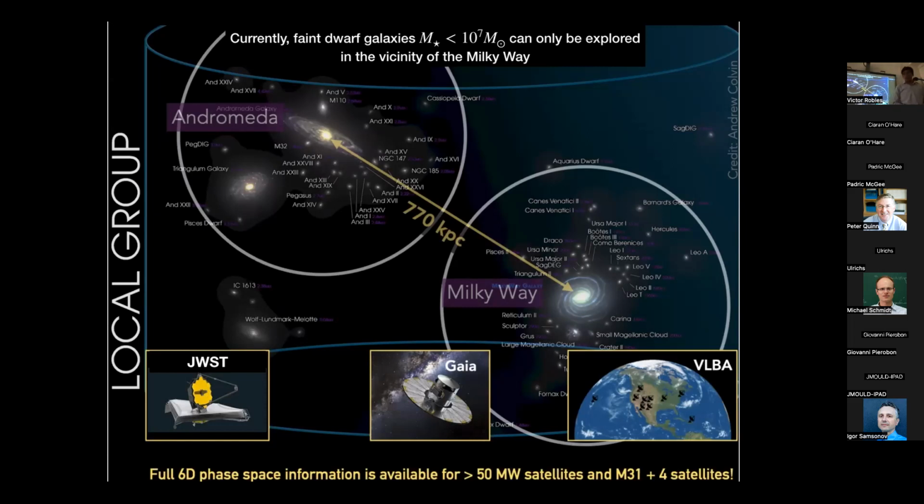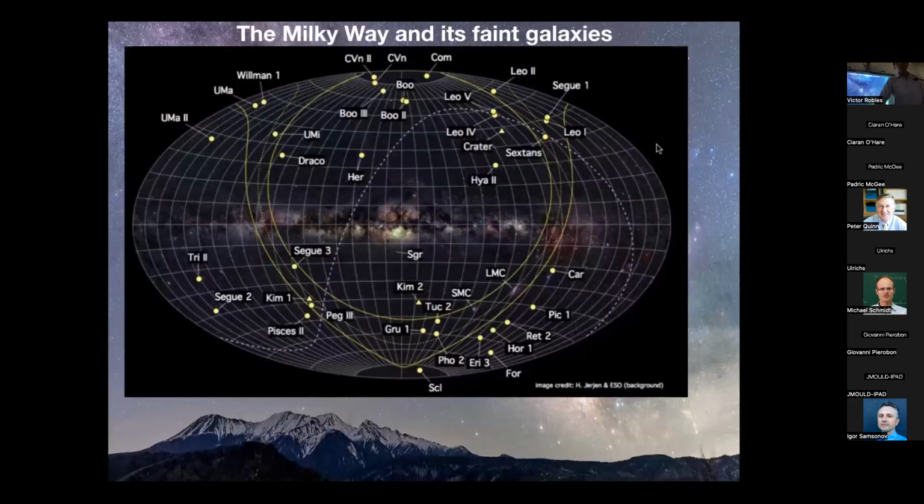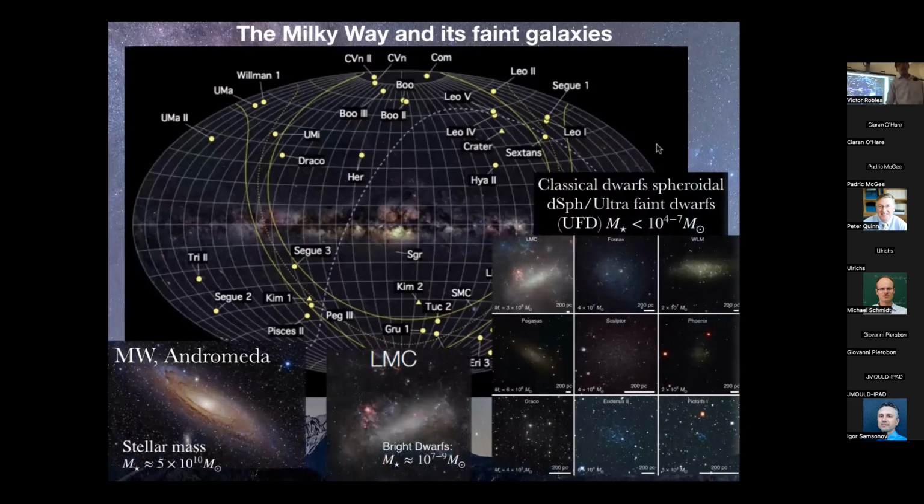And these galaxies, as we know, are satellite systems, so these are much smaller masses. But just to give you a sense of their orders of magnitude, for instance, the Milky Way and Andromeda are roughly a few times 10^10 solar masses. The most massive satellite of the Milky Way is the Large Magellanic Cloud, which is a few times 10^7 to 10^9 solar masses, around that regime. This is what people normally refer to as bright dwarfs.